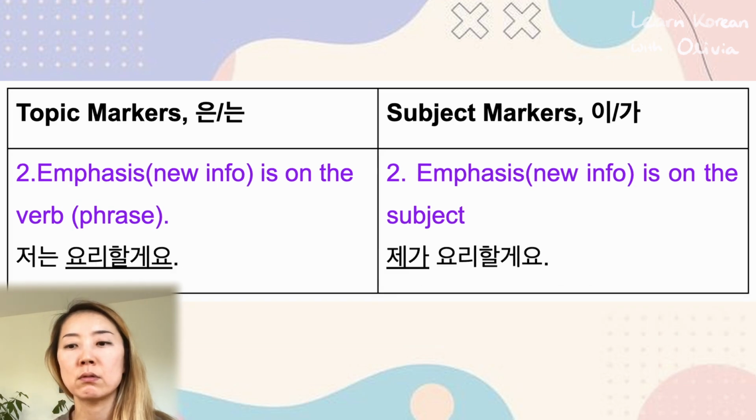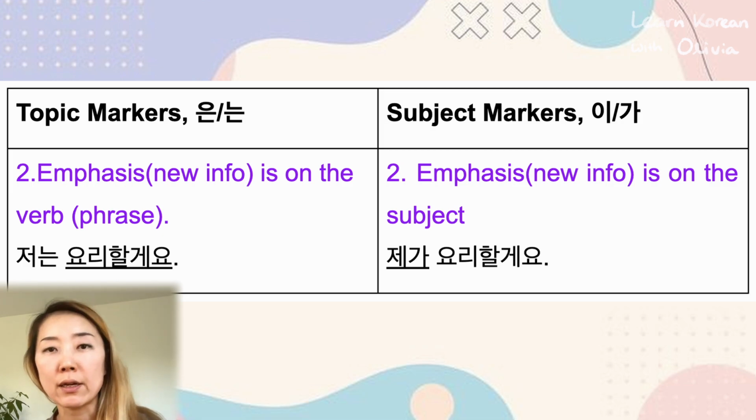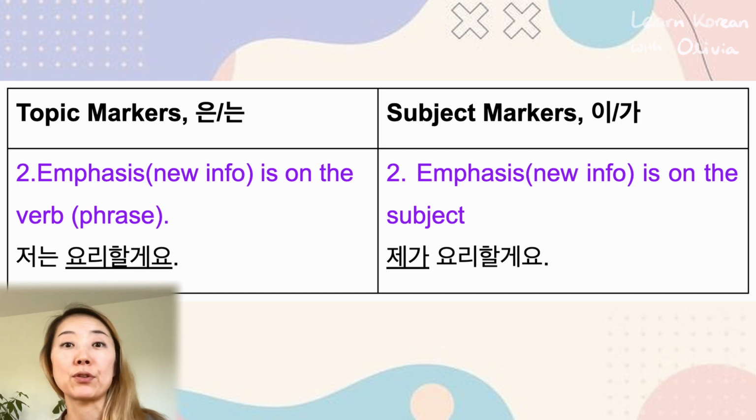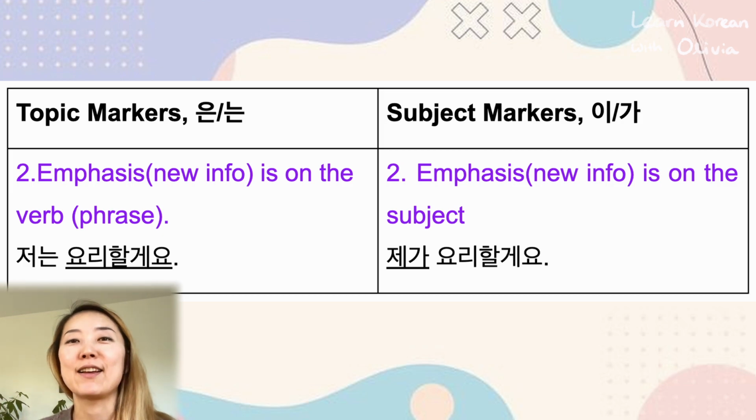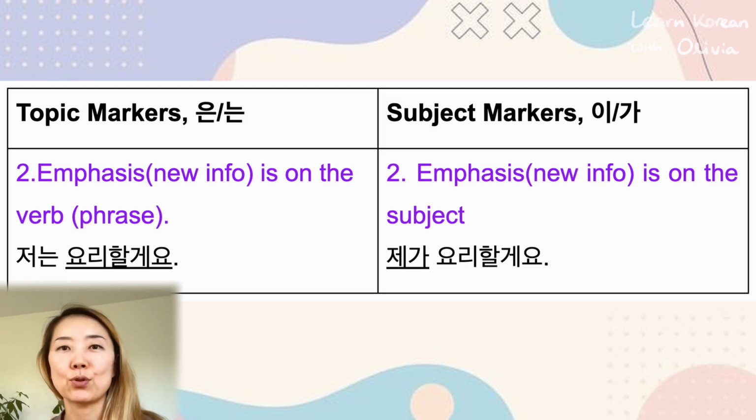Another example. 저는 요리할게요. Here, 요리할게요 has the emphasis or it's the new information. But 제가 요리할게요. 제가. Yeah. We're talking about different kinds of house chores. The tasks have already been talked about. And I want to say, I want to do the cooking. Then you say, 제가 요리할게요. 제가 is the new information.